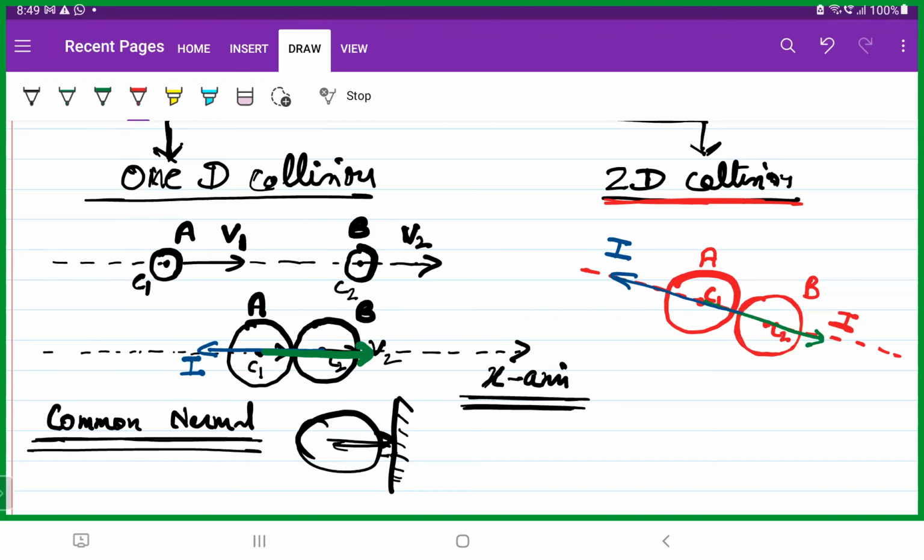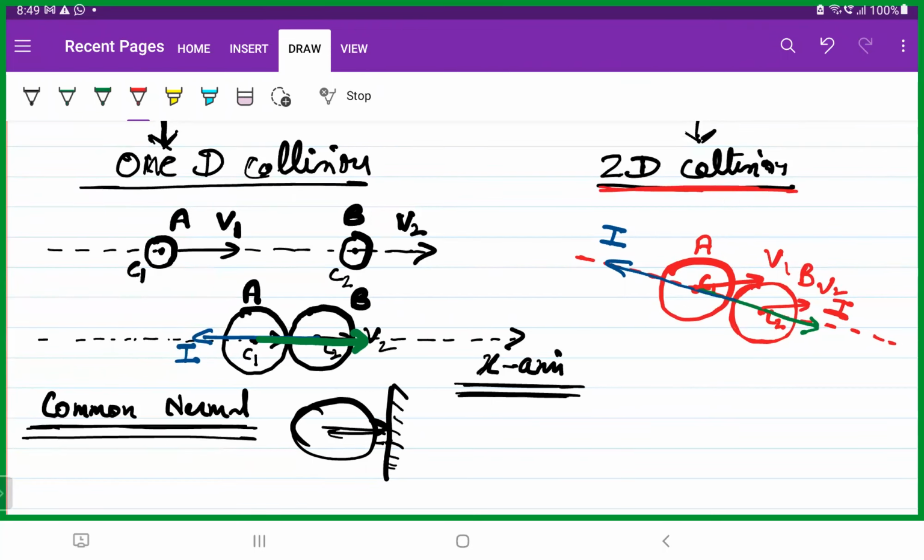But their velocities can be in different direction. Now the velocity, suppose V1 is in this direction and V2 is in this direction. Now what will happen? There are two directions involved here, not just C1, C2 direction. In fact, perpendicular to C1, C2, we can always take one direction. So there will be two directions involved here. Now this will be x-axis and this will be y-axis.